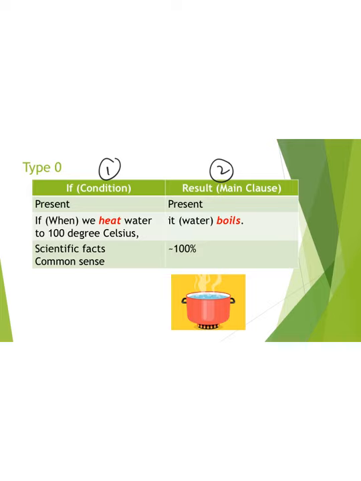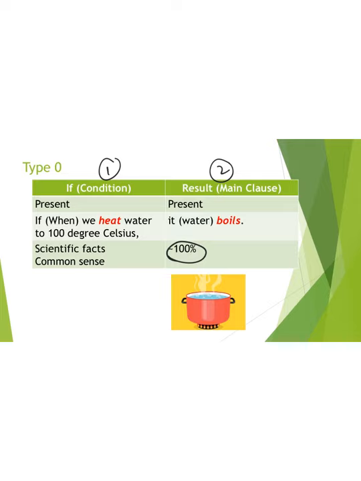For conditional type 0, the conditions are usually about scientific facts or common sense. Therefore, the results are always true. So, in both clauses, we use present tense.